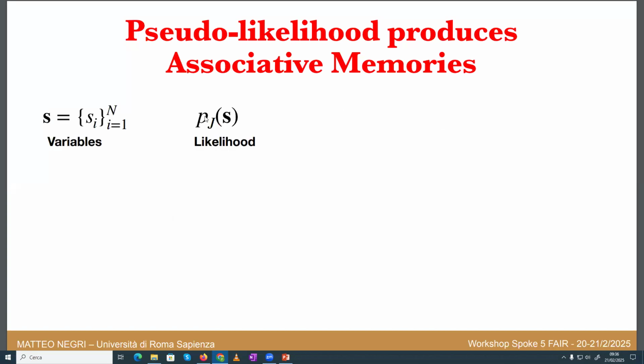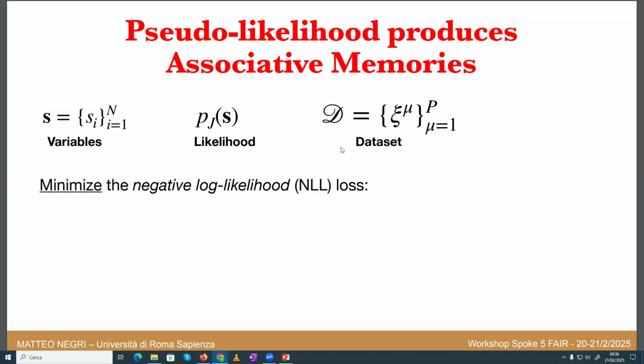And so we have a probability on which we can use a likelihood, and then we have a data set, and then a very classical approach is to minimize a loss function, which is the negative log likelihood of the data. So you take your probability distribution, you evaluate it on some data, then you sum over all your data, and then you maximize this with respect to the parameters J from which the distribution depends. But this is very difficult because you have to estimate the normalization of this probability. So usually it's very expensive.